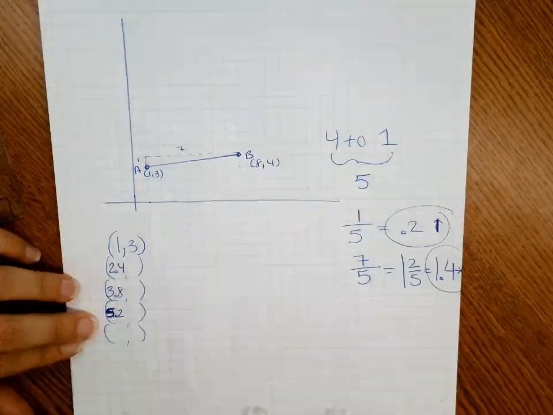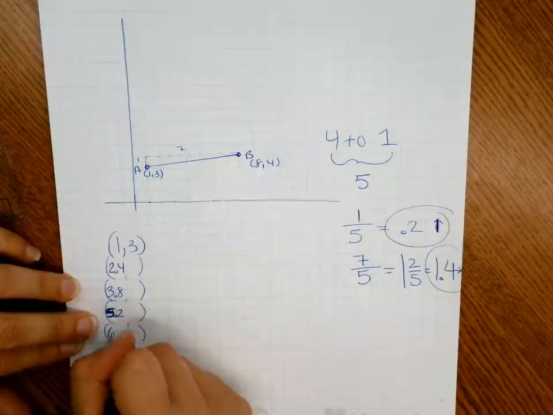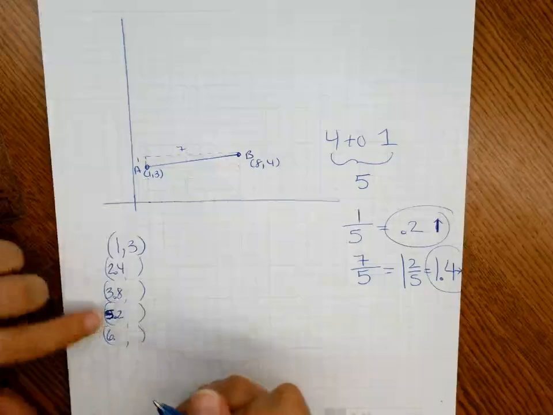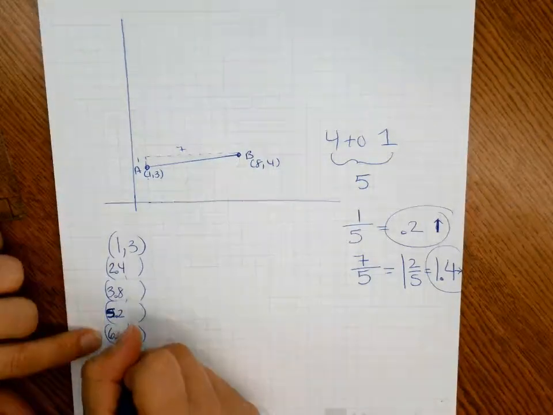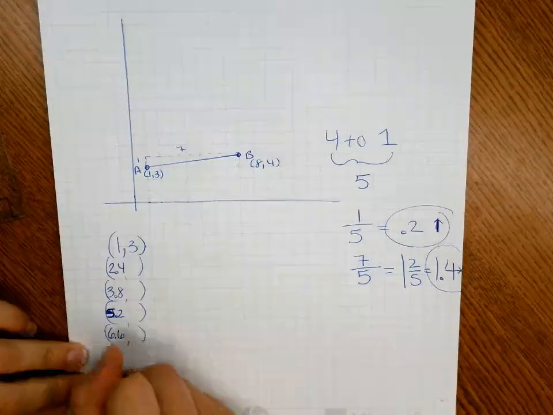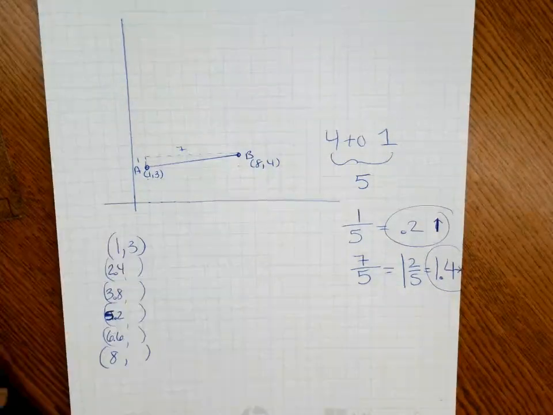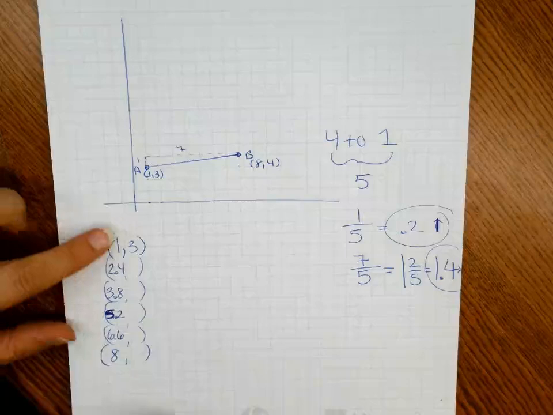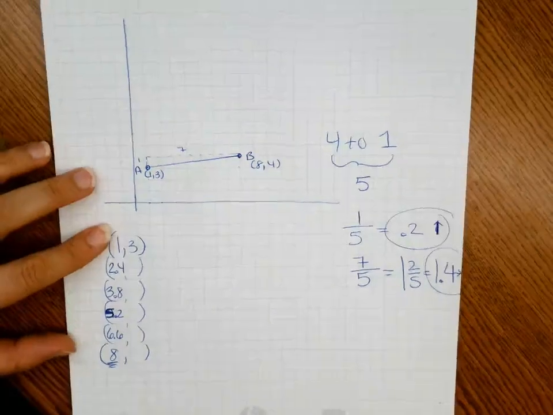Plus 1.4. 5.2 plus 1.4, 6.6 plus 1.4 is 8. So we know we got up to the right number, so we know we didn't make any silly mistakes.